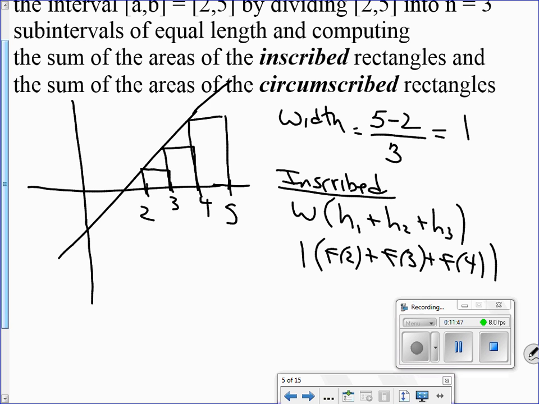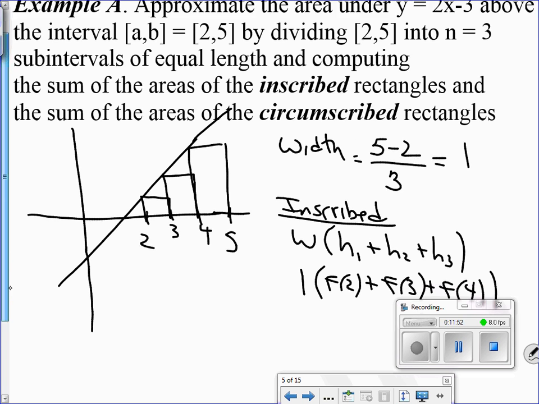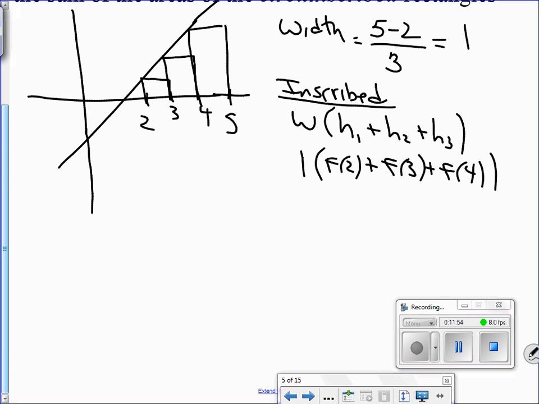Now let's just figure out what these y coordinates are. We have the function y equals 2x minus 3. So when x is 2, what's y? 1. No, because you just did 2 times 2 minus 3. How about f of 3? 2 times 3 minus 3 is 3. How about f of 4? 2 times 4 minus 3 is 5. All right, so what's the sum of the areas of these 3 rectangles? 9. Okay.